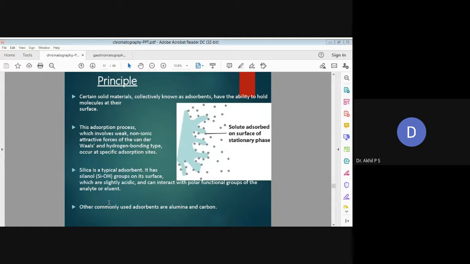Certain solid materials, collectively known as adsorbents, have the ability to hold molecules at their surface. This adsorption process, which involves weak non-ionic attractive forces of van der Waals and hydrogen bonding type, occurs at specific adsorption sites. Silica is a typical adsorbent. It has SiOH groups on its surface, which are slightly acidic and can interact with the polar functional groups of the analyte or eluent. Other commonly used adsorbents are alumina and carbon.